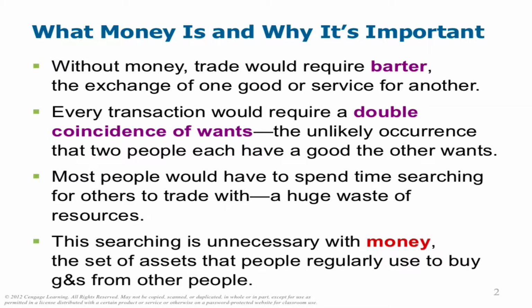So, we come up with money. We use money instead. As long as everybody will accept money as that medium of exchange, we eliminate the need for the double coincidence of wants, which is a good thing.